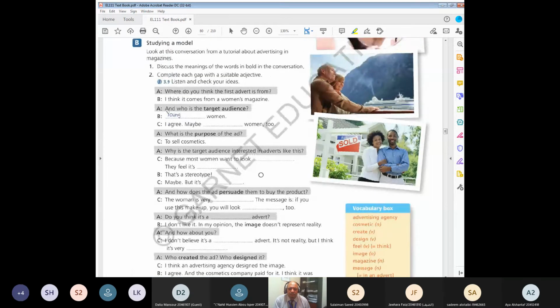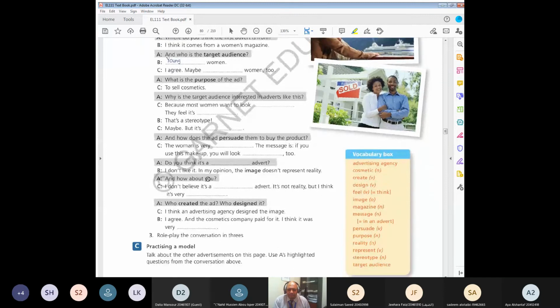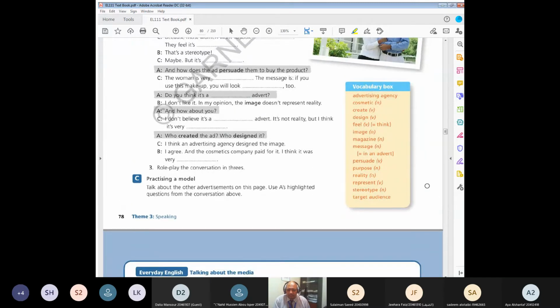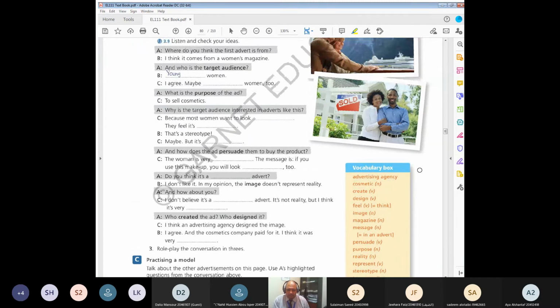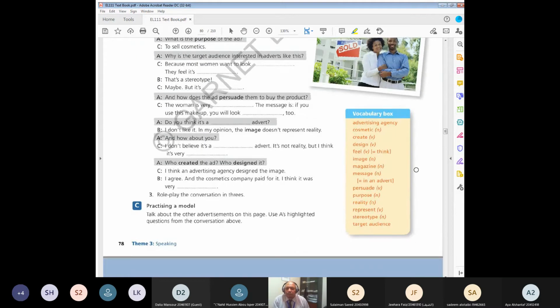Okay, so what is it that we're doing right now? So let's look at these words first, and then we can always go back to the conversation. So, advertising agency, cosmetic, create, design, feel, image, magazine, message, persuade, purpose, reality, represent, stereotype, and target audience. So do you have any issues with any of these words? Target audience. Yeah, target audience.